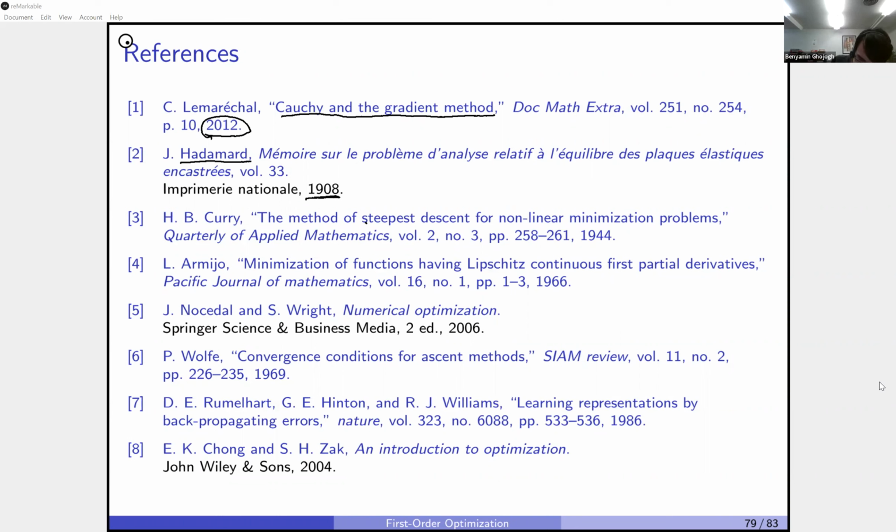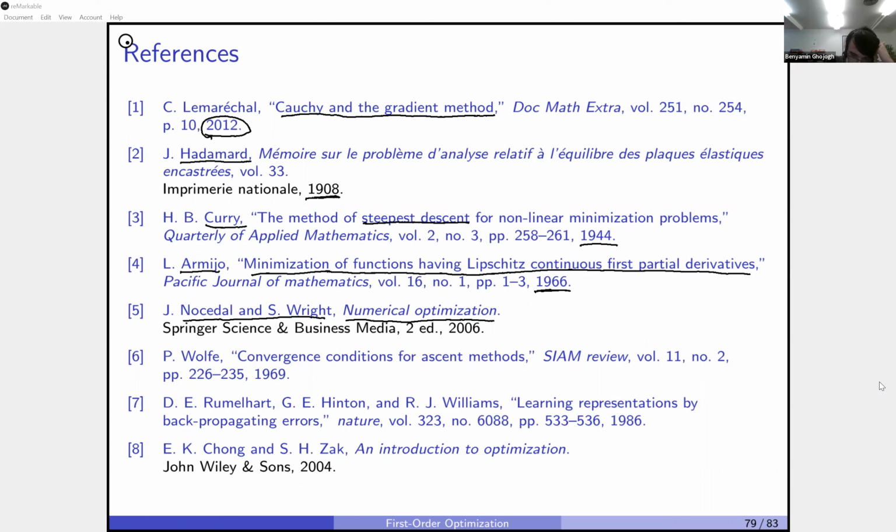For steepest descent, you can take a look at the paper by Curry in 1944. Armijo's paper, do you remember Armijo line search or backtracking line search, proposed in 1966. Armijo was a great scientist in optimization. Many of these first order algorithms, and also some of the second order algorithms, especially quasi-Newton methods, are explained in a famous book in optimization by Nocedal and Wright, Numerical Optimization.